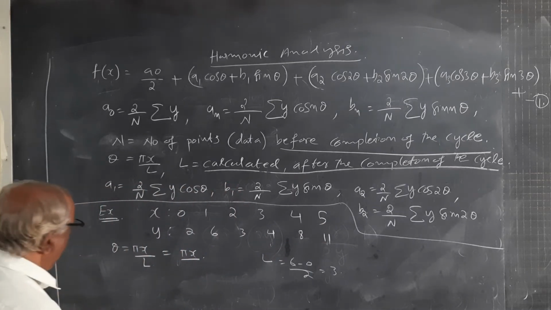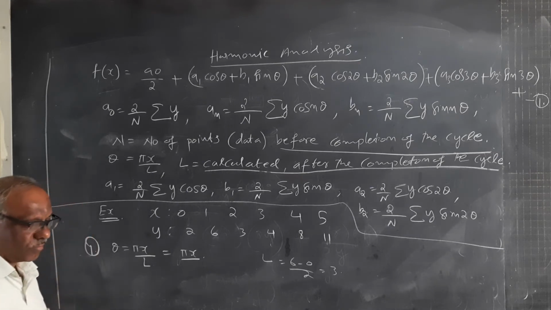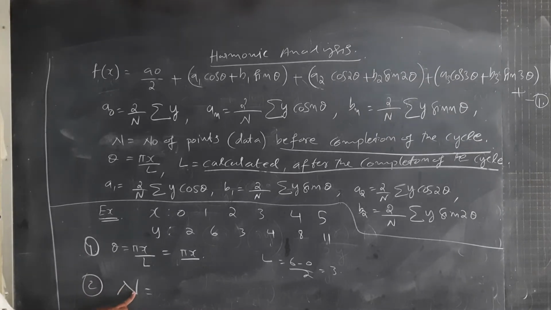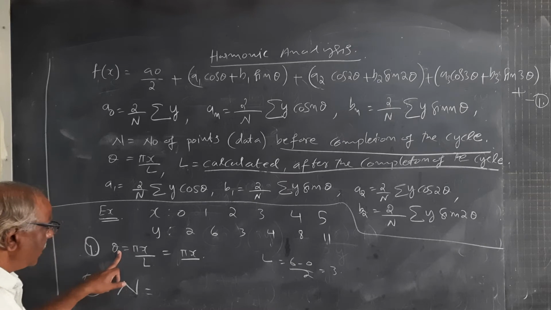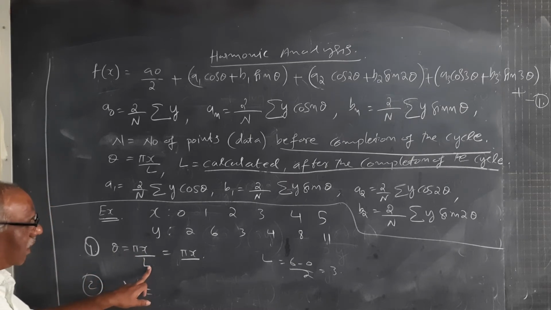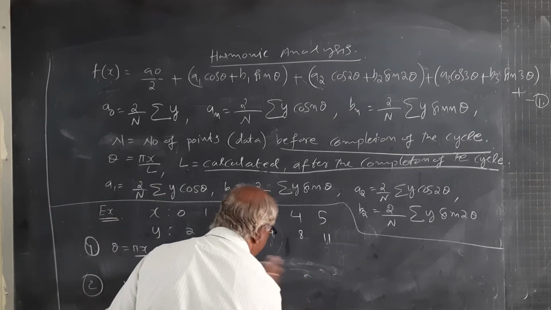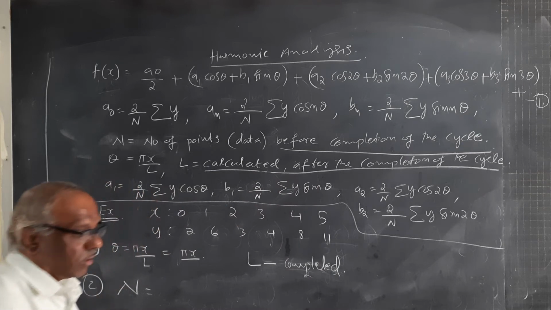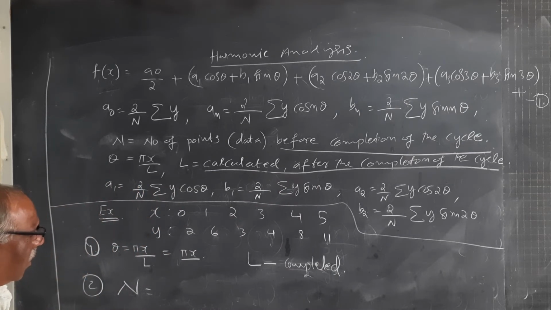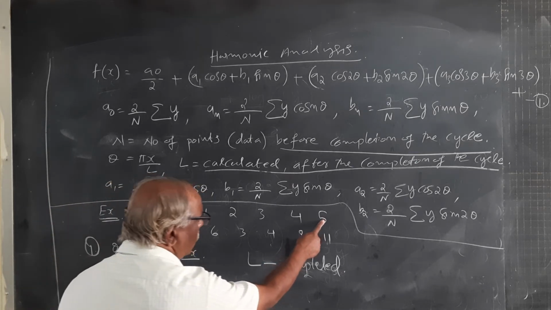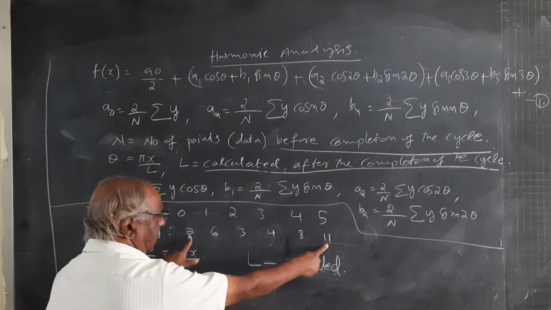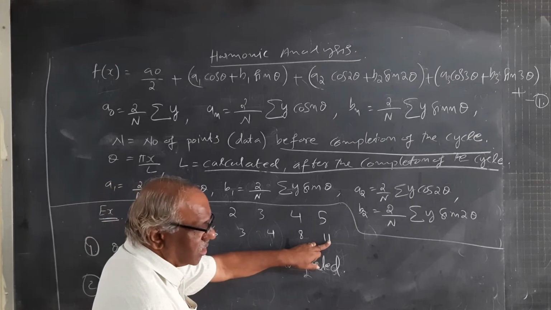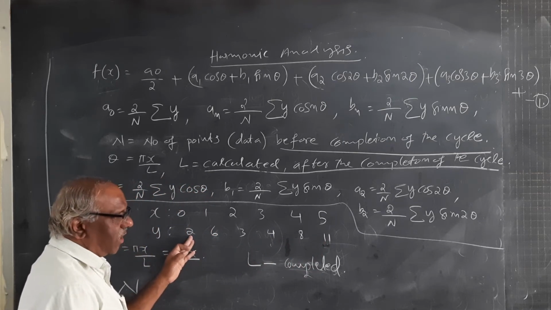Now, the first step is always calculating theta. Theta is equal to pi into x by L. The question is how to calculate L. To calculate L, the cycle should be completed. Very important point. What do you mean by completion of the cycle? Completion of the cycle means the first output and the last output must be the same. But here what is the last output? 11. What is the first output? 2. They are different. They should be same.